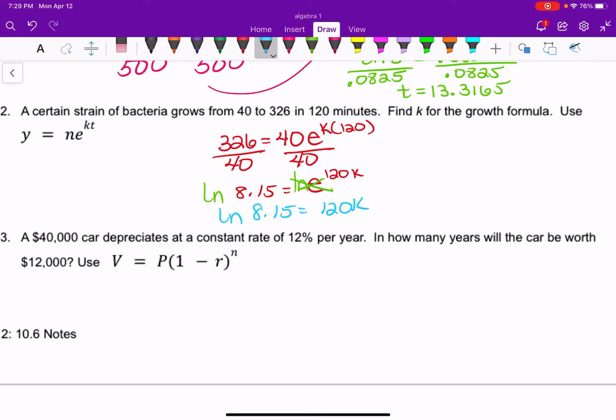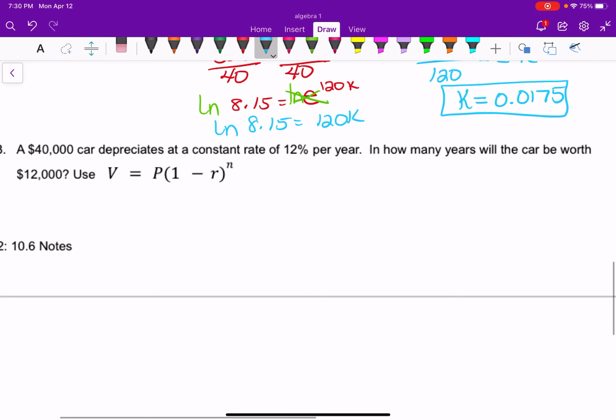Now it's a simple calculator problem. So it's ln 8.15 divided by 120 is going to be our constant. So our constant value in this is 0.0175. Okay? So it's just a matter of plugging in and solving it. But if you didn't learn all the sections up until now, you're not going to be able to solve these problems. These are all logarithms or natural logs.